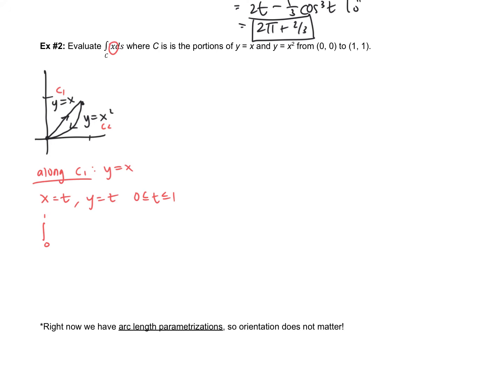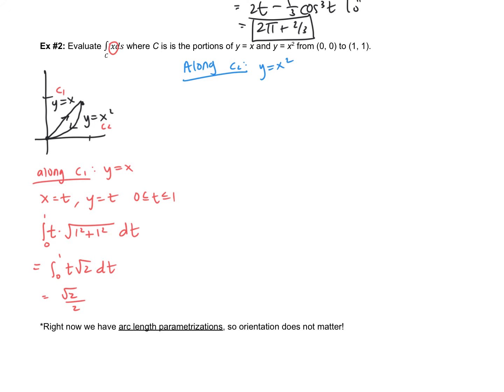So then we are integrating from 0 to 1. Remember, our function is just x, so in terms of t, that's just t. And then our arc length, we're going to have the square root of x'(t) squared plus y'(t) squared dt. So this is integrating from 0 to 1 of t root 2 dt. And if you integrate that, you get root 2 over 2. So that was our first curve. Now let's go along our second curve, and that is the one y equals x squared.